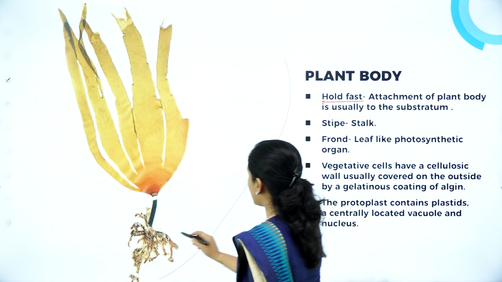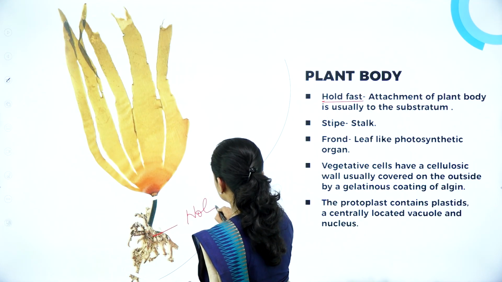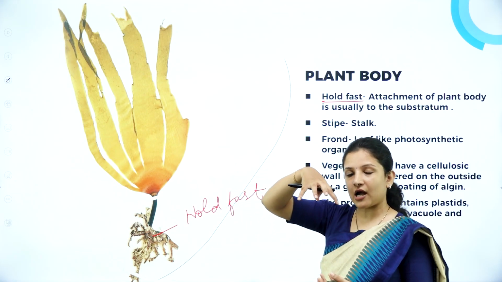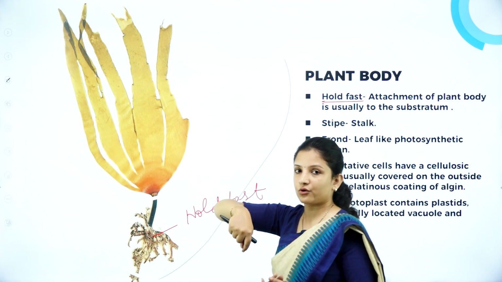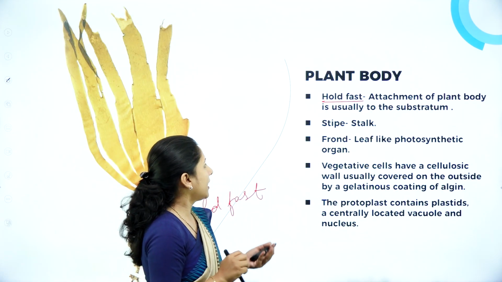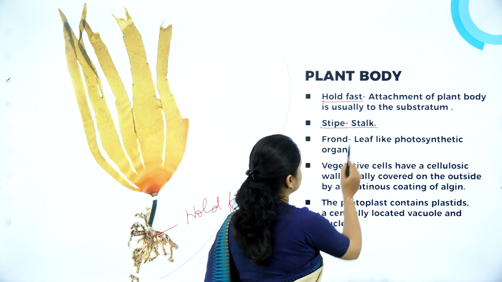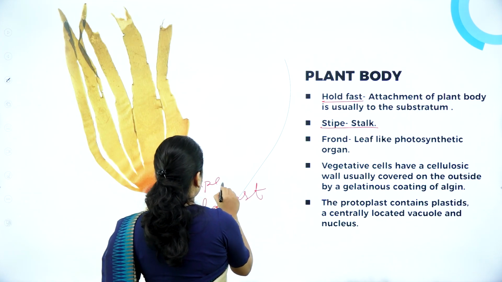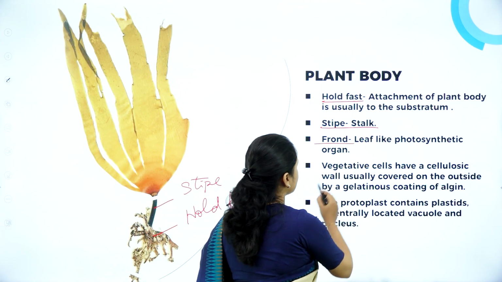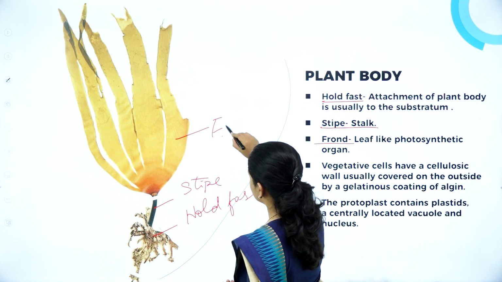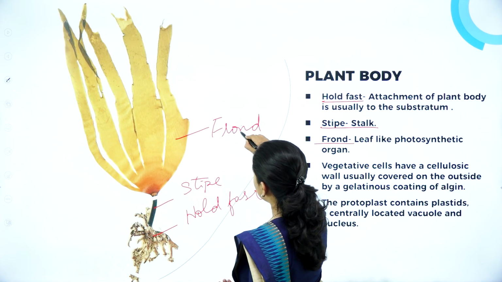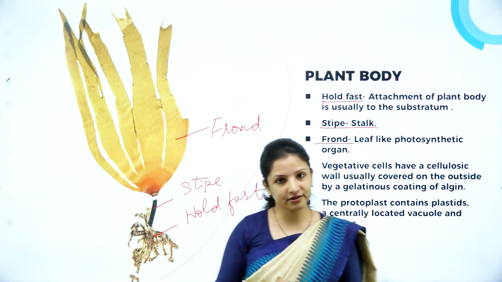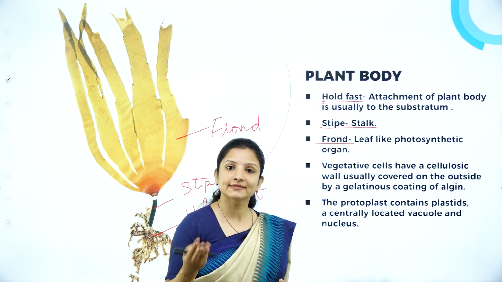This holdfast acts like a root so that the algae can attach itself properly to wherever it is growing. And they have a stipe, which is nothing but the stalk. So this is the stipe, that is the stalk. And they have frond. Frond is nothing but the leaf-like structures. These leaf-like structures are usually somewhat greenish in color and they help in photosynthesis because they have chlorophyll A and C pigments in them.